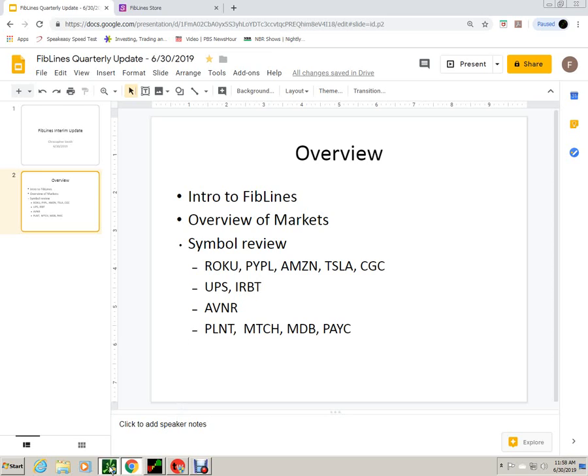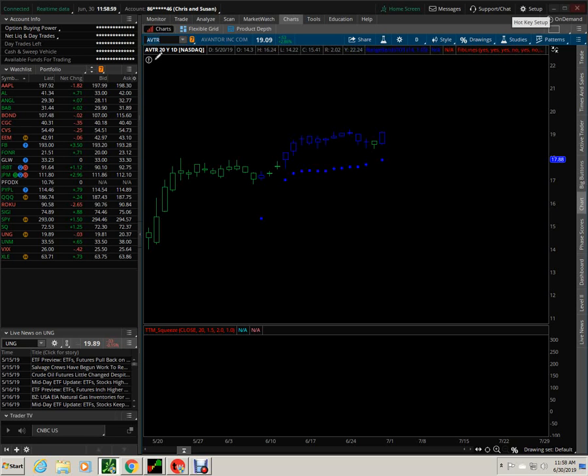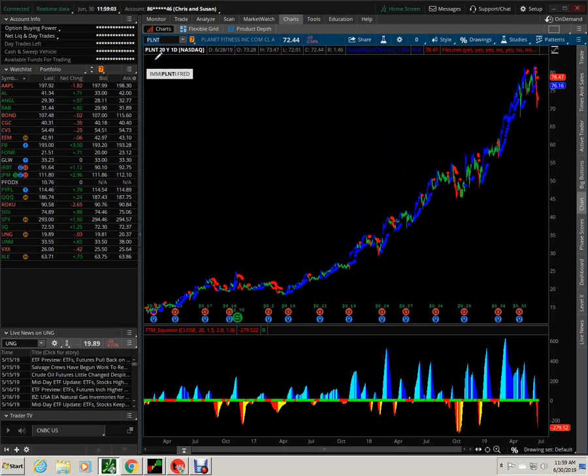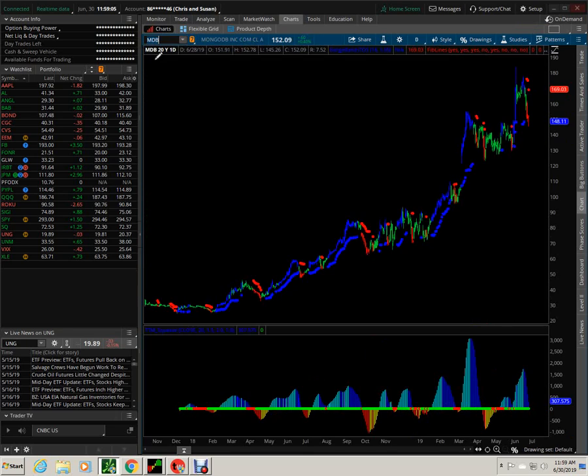And I don't have FibLines for these yet. PLNT, Planet Fitness, and MDB, MongoDB, looks like a really good stock. Already had a pretty big run. This is why it's important to scan stocks that are making new all-time highs when they're less than 100. Otherwise, they get away from you. And next thing you know, you don't notice them until they're like 150.